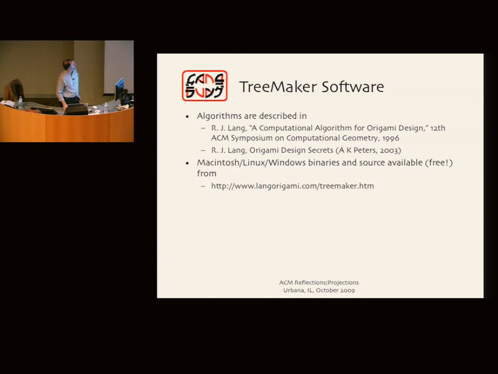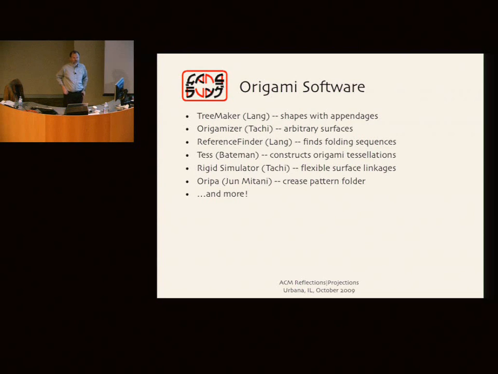And Tree Maker was the first origami design software, but it's been joined by quite a bit of other software. By folks named Tomohiro Tachi, a brilliant Japanese graduate student. Jun Maekawa has developed software for designing folds. And I just want to show one example from this, what I think is the coolest origami software in the world. Tree Maker takes a stick figure and gives you the crease pattern that folds into a shape conformal to the stick. Tachi wrote a program, Origamizer, that takes an arbitrary surface and gives you the crease pattern conformal to that surface.